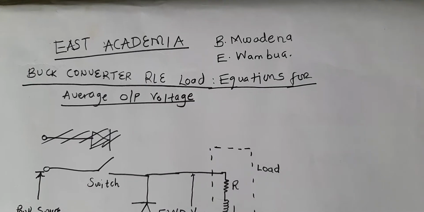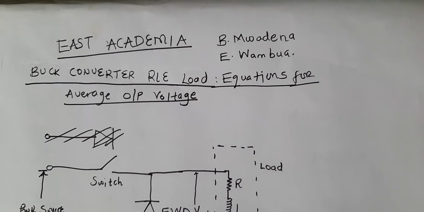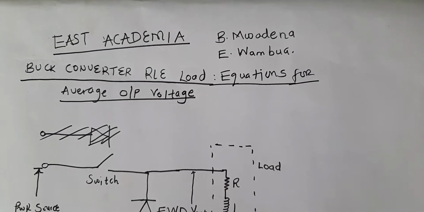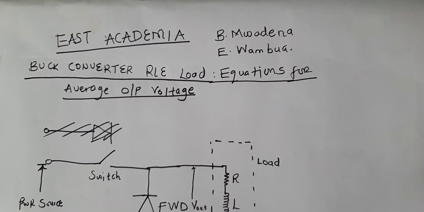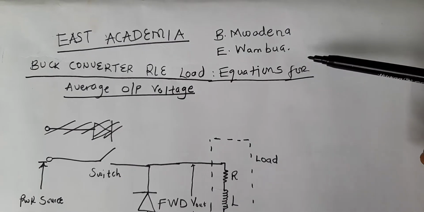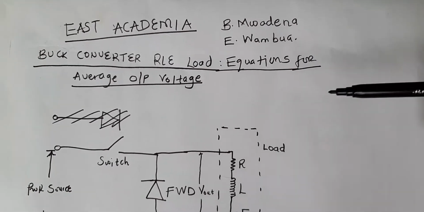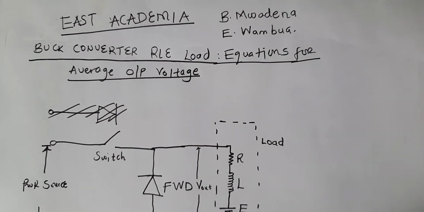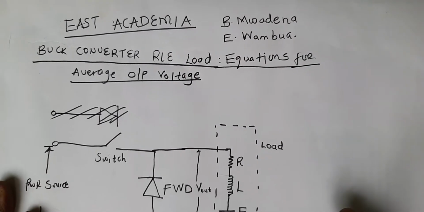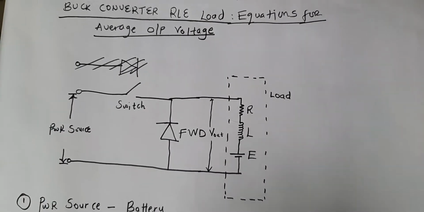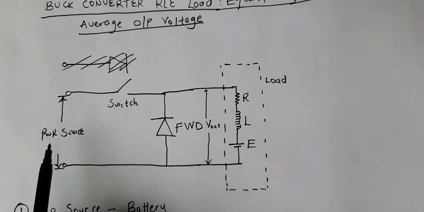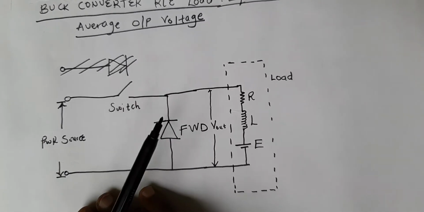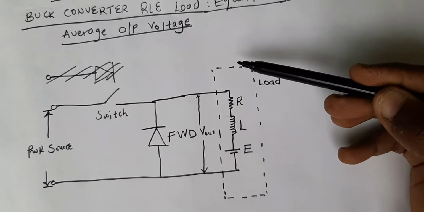Today we are going to talk about buck converter with RLE load. It's a continuation of the other tutorials that we posted before in our YouTube channel. So my name is Brian Madena and my colleague is Emmanuel Wambua. As we had discussed on the previous tutorial, the circuit diagram for a buck converter with an RLE load is as shown. So we have a power source, a switch, freewheeling diode, and the load itself.